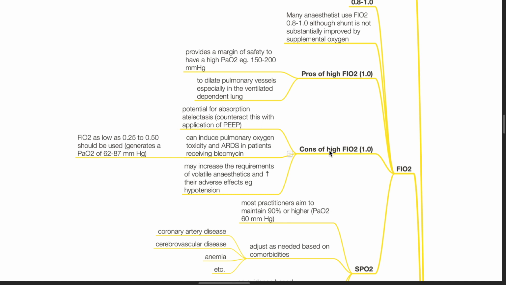High FiO2 can induce pulmonary oxygen toxicity and ARDS, especially in patients receiving bleomycin. FiO2 as low as 0.25 to 0.5 should be used, and this generates a PaO2 of 62 to 87 mm mercury. High FiO2 may increase the requirements of volatile anesthetics and increase their adverse effects such as hypotension.